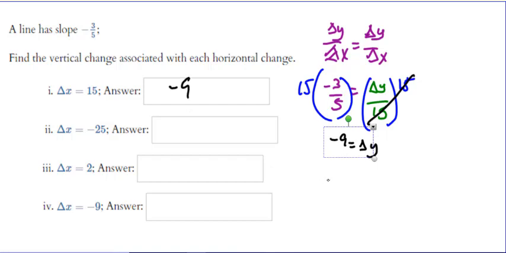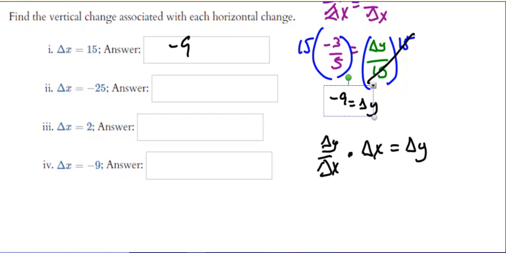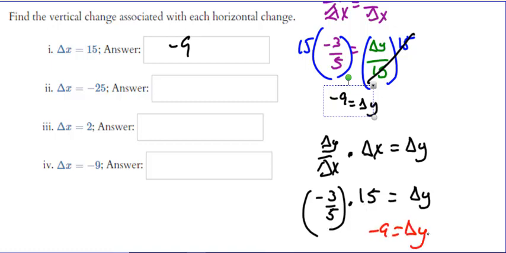But I want to show you in a quick equation. So you've got change in y over change in x times the new change in x should be the change in y. And if you look at this, you can see that this would still work out good. We would have negative 3/5 times 15, which is equal to change in y. Ladies and gentlemen, that would still give me negative 9 equals change in y. So you'd probably prefer this equation.